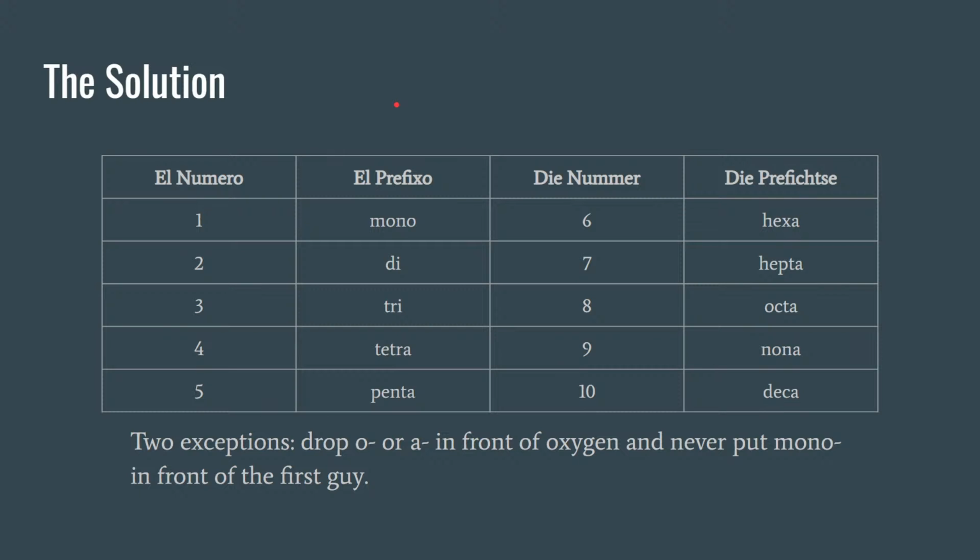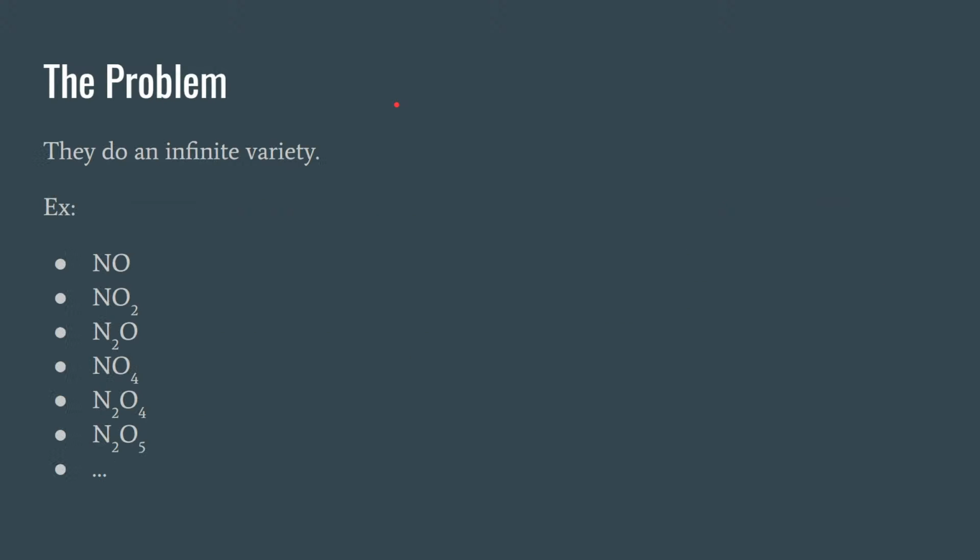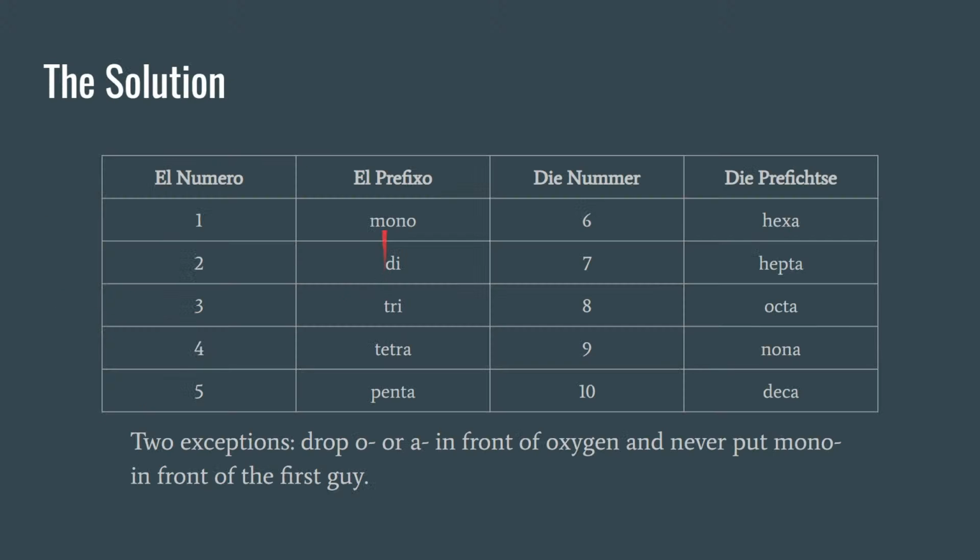So you use a prefix to say how many there are of each element. And then you just drop the ending of the element and add IDE for the second one. Sort of like with ionic compounds. Calm down, pup. So it's just the same sort of thing.